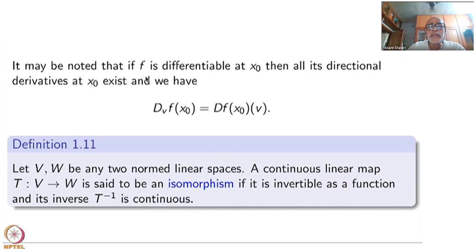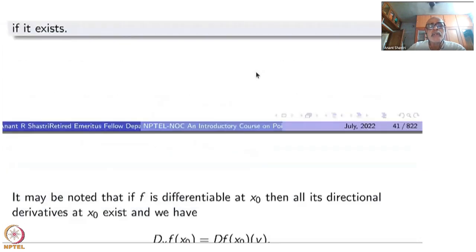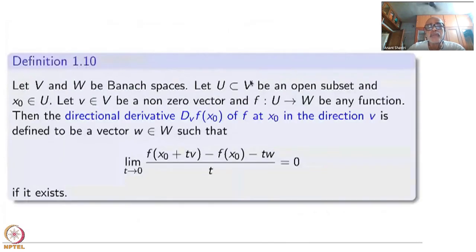So it may be noted that if f is differentiable at x naught, then all its directional derivatives will also exist. I'm jumping ahead here. So let us see what is the meaning of directional derivative. Again, this is the same thing as in multivariate calculus.